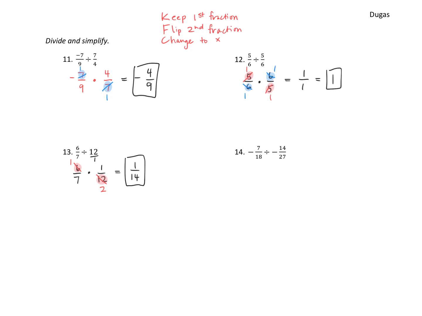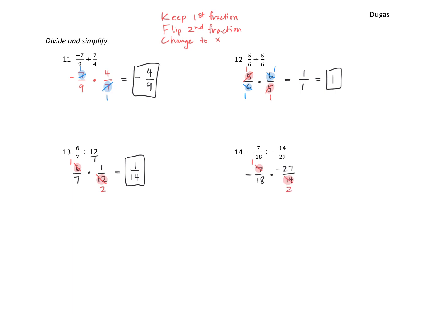And then our last example. 2 negatives will make a positive, so point that out first. First fraction stays the same. Flip the second fraction, change to multiplication, and then reduce. So 7 and 14 are both divisible by 7. So 7 divided by 7 is 1. 14 divided by 7 is 2.